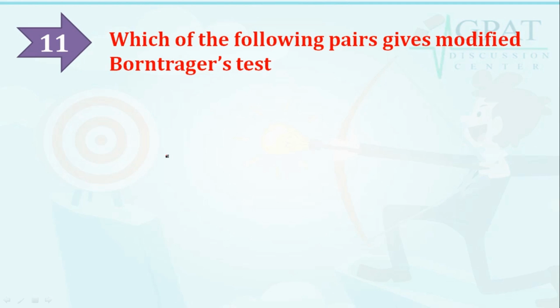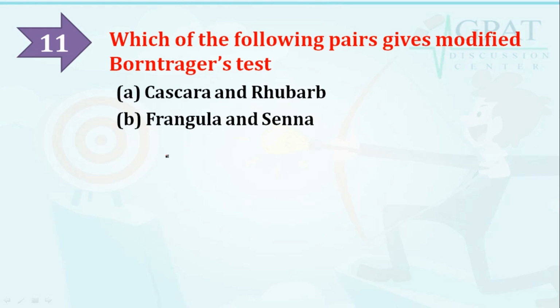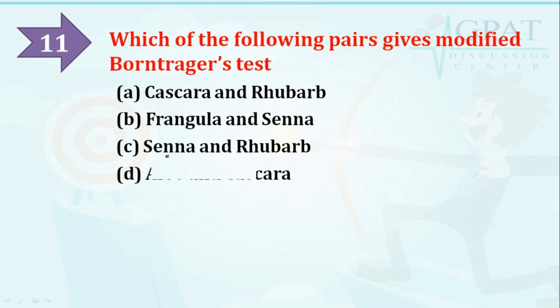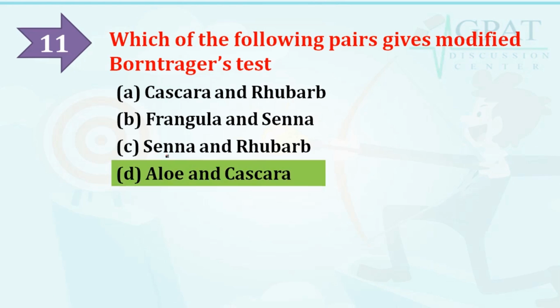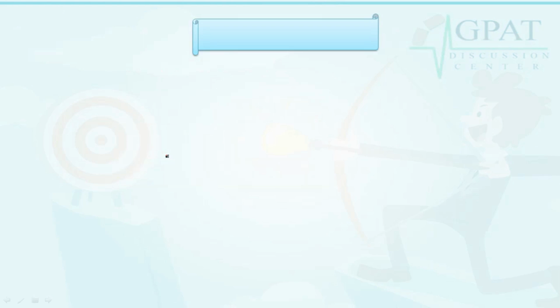Which of the following pairs gives modified Borntrager test? And the options are cascara and rhubarb, frangula and senna, senna and rhubarb, aloe and cascara. And the right option is D, aloe and cascara.